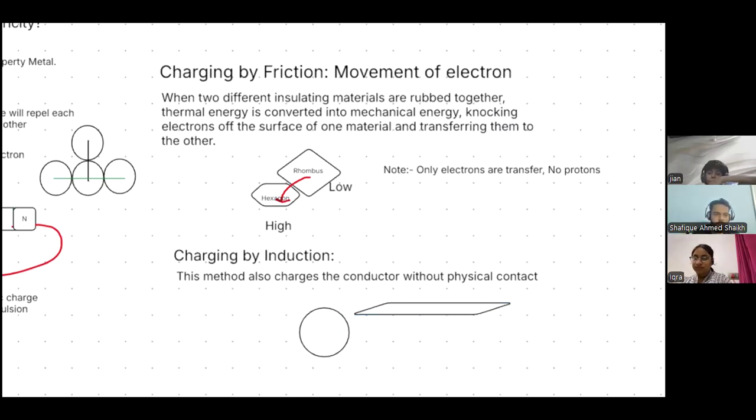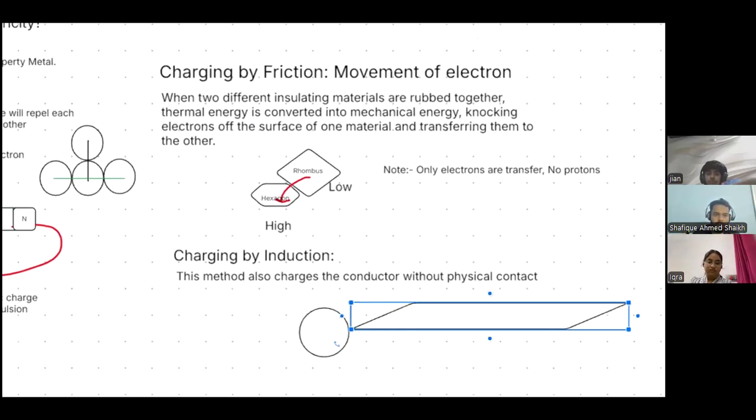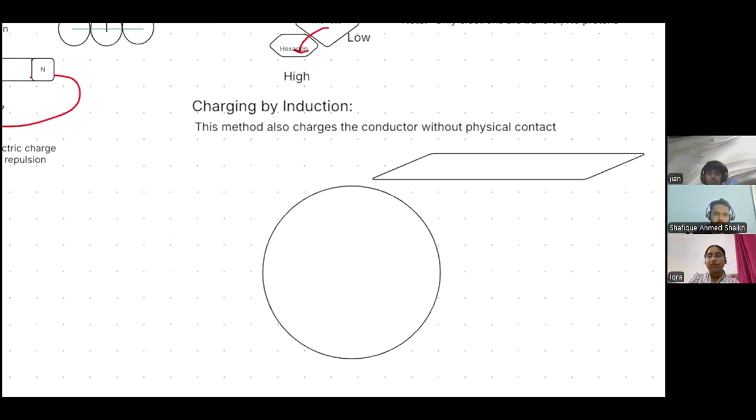Yes. I will just make it a little bit bigger. Just hold on for a minute. Suppose that we are bringing it over here.